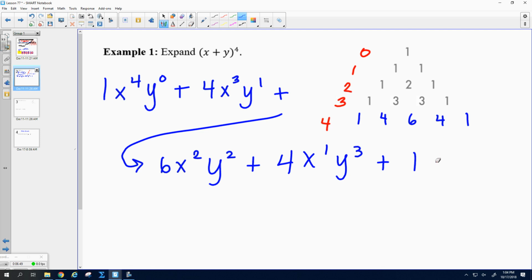And so, Peyton H, what's my x going to be to? The 0 power. And Abby, what's my y going to be to? The 4th power. All right, and you don't have to put these guys that are to the 0 power. If you do, I probably won't count you wrong, but you don't have to.